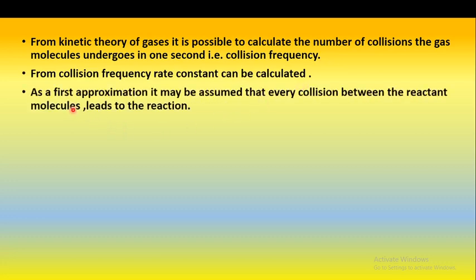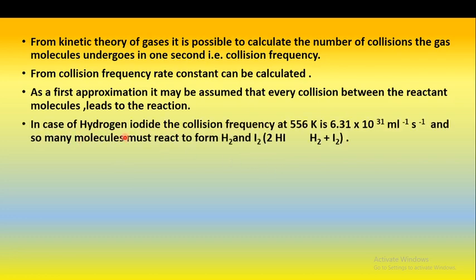As a first approximation, it may be assumed that every collision between the reactant molecules leads to the reaction. Here we are looking at the collision of a bimolecular reaction. So we make the first approximation that every collision between the reactant molecules leads to reaction. That means if only one collision happens between the reactant molecules, the reactant is converted into product.